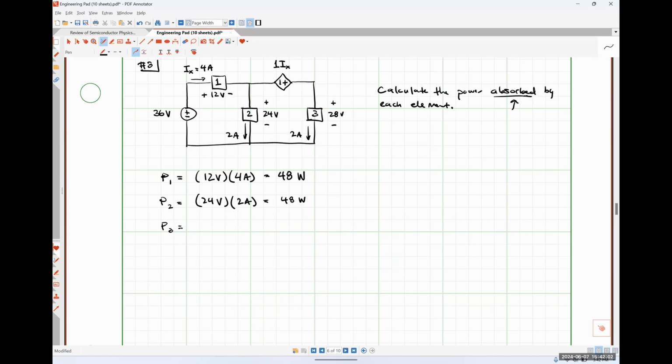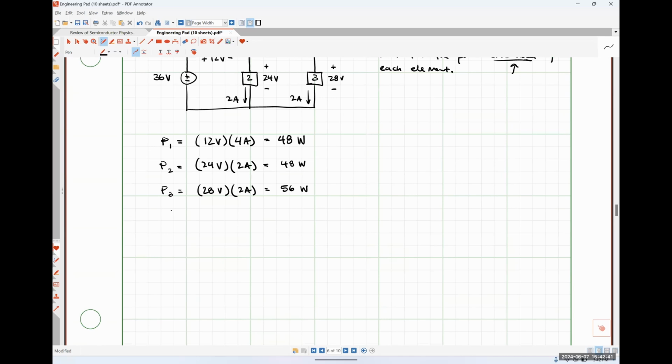Element 3, somebody else. What's the voltage drop across element 3? 28. Thank you. What's the current flowing through element 3? 2 amps. Is the current flowing into the positive polarity terminal or into the negative polarity terminal? Into the positive. So once again, we don't need to change the sign on anything. So 28 times 2 is 56. And there we go.